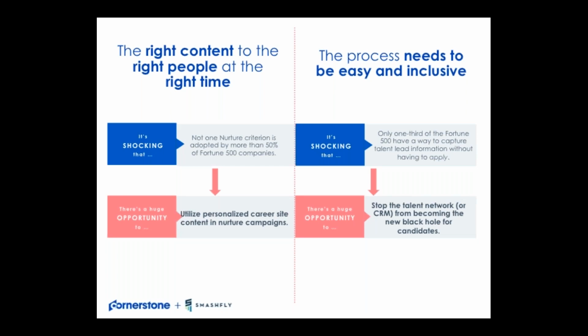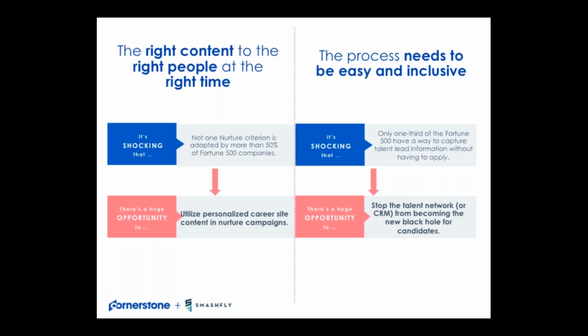We talked about the talent community being a black hole, or the ATS being a black hole. From our research, the fact that not a single nurture tactic is being adopted by more than 50% of the Fortune 500 companies is just shocking. What that means is these companies have huge databases of people, and they have people raising their hands saying they're interested, and yet they do nothing to keep them warm.